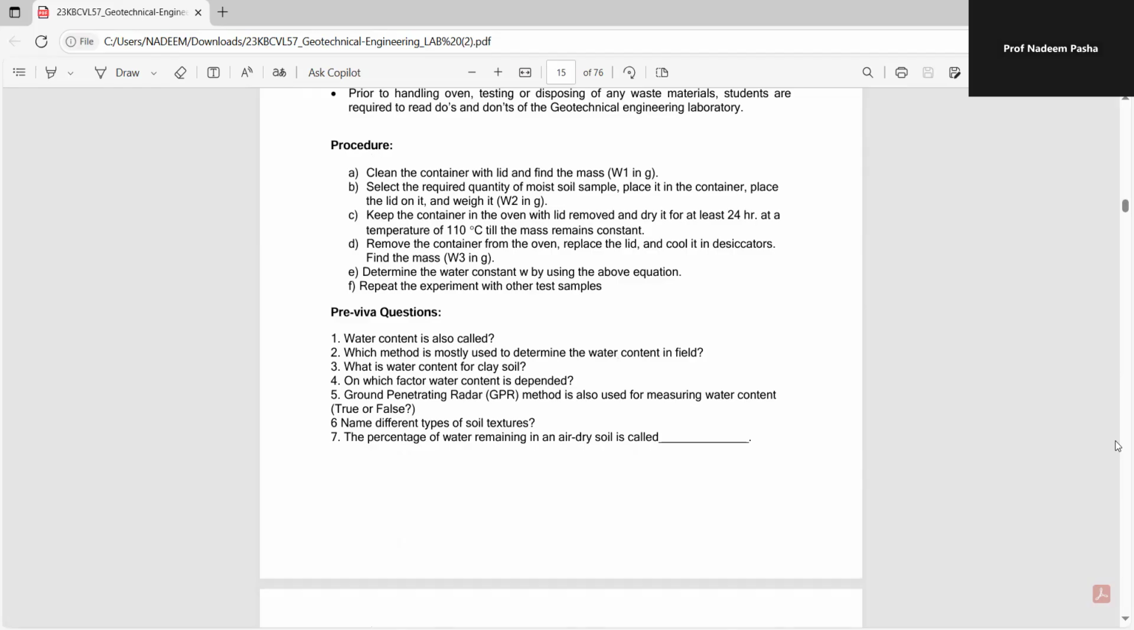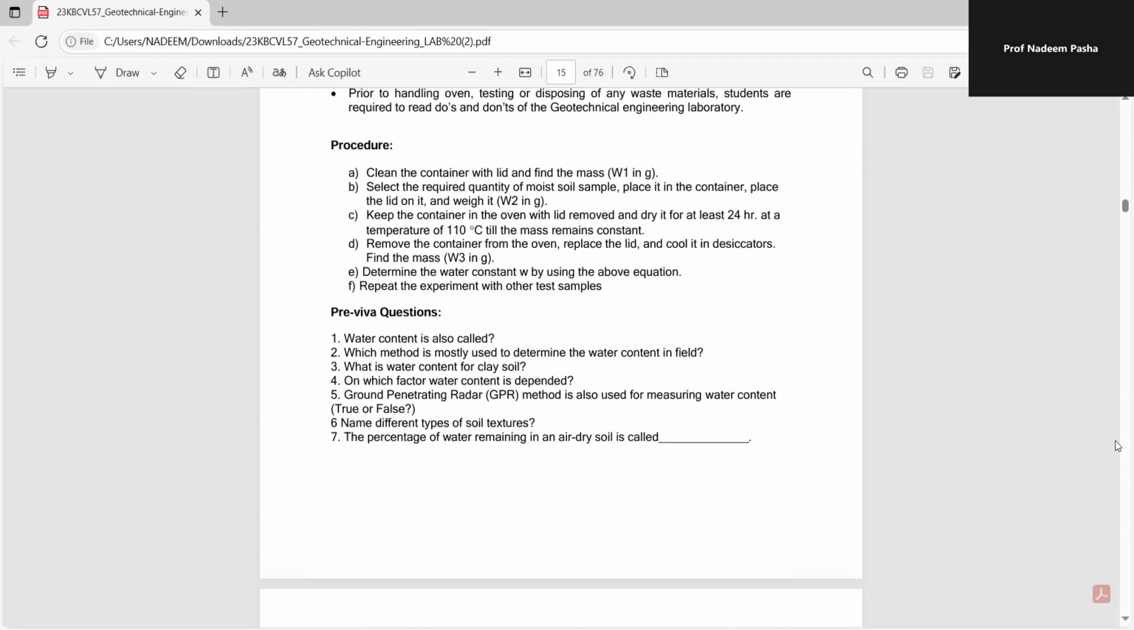Procedure. Clean the container with lid and find the mass W1 gram. First step is you have to clean the container with the lid and find its mass, that will be W1 gram. Select the required quantity of moist soil sample, place it in the container, place the lid on it and weigh it, that will be W2 gram.